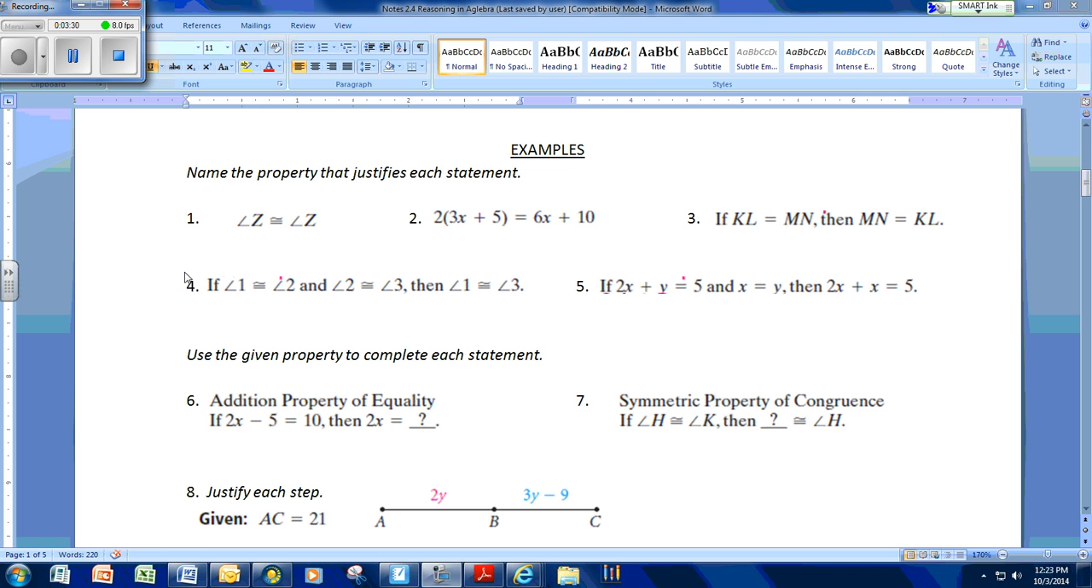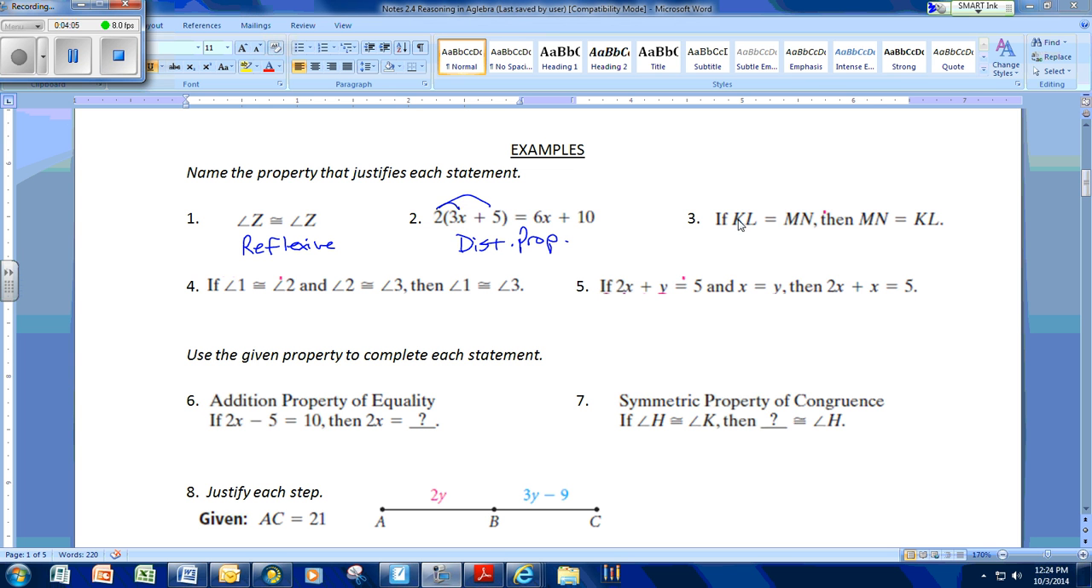Okay, now we're going to do a few examples here. First thing we're going to do is just identify properties. So numbers 1 through 5 on our sheet here have some properties at work. We're going to decide what properties are taking place. On this one we have angle Z congruent to angle Z. That's something congruent to itself. That would be the reflexive property. Next we have 2 times the quantity 3x plus 5 equals 6x plus 10. That looks like that was distributed there, so that will be the distributive property.